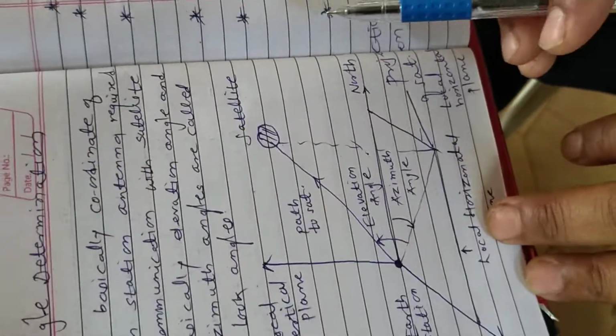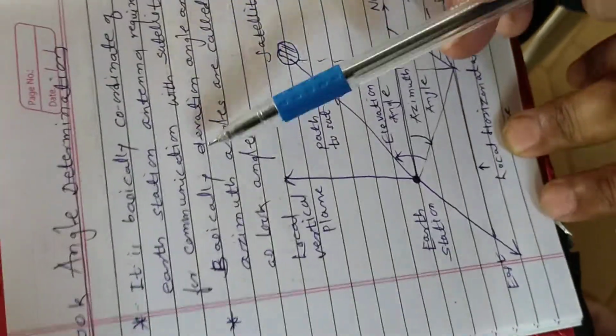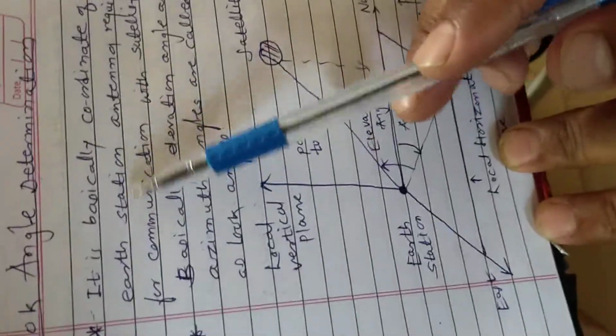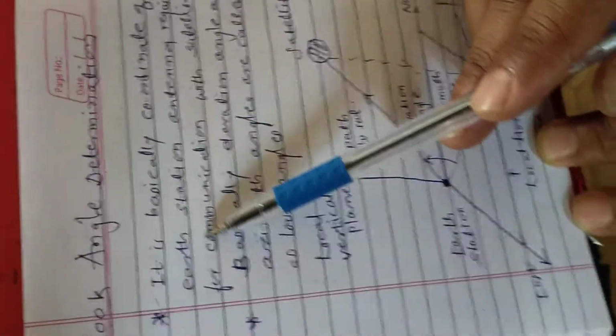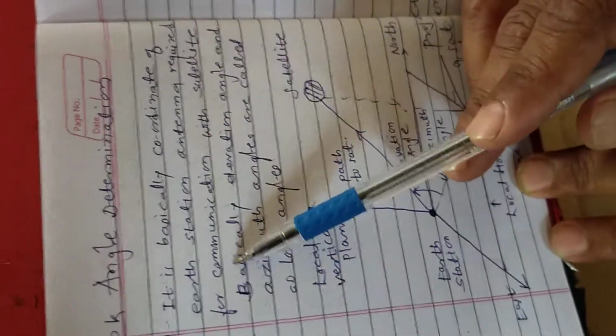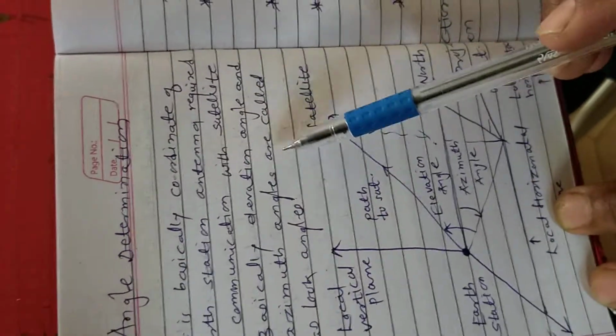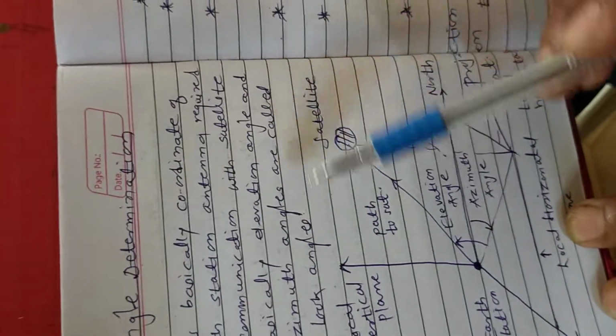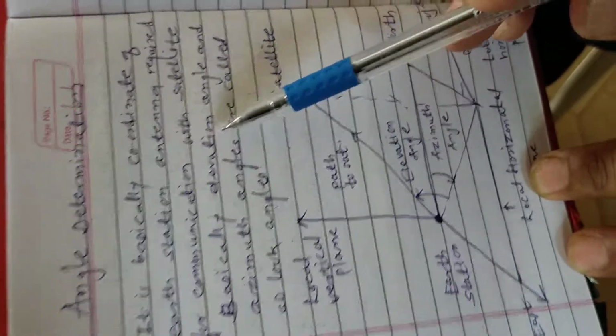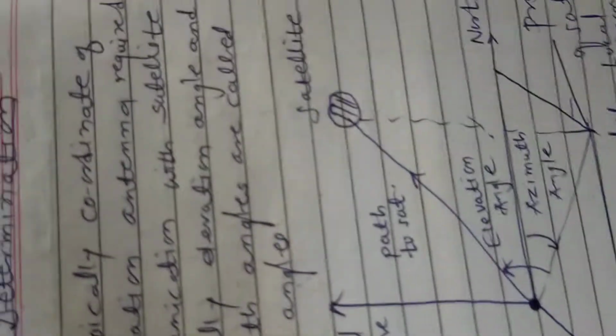Next in this lecture we also study look angle determination. What is look angle determination? It is basically the coordinates of the Earth station antenna required for communication with the satellite. Elevation and azimuth angles are called look angles.